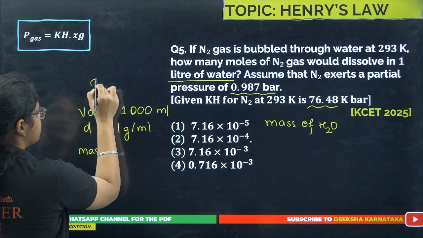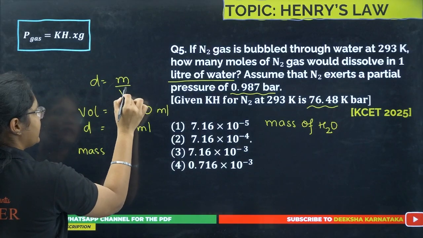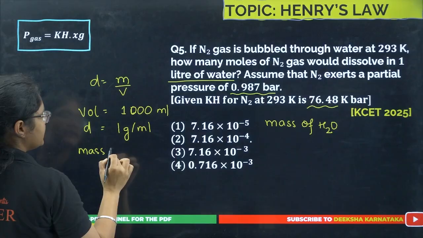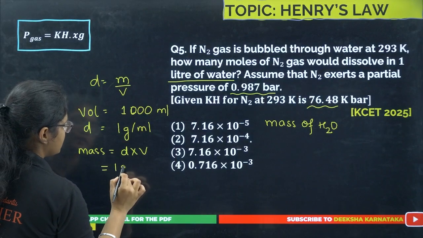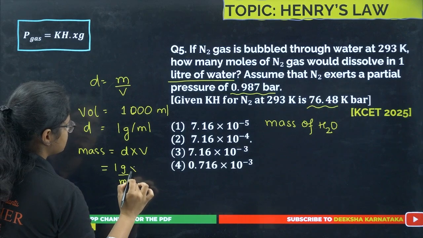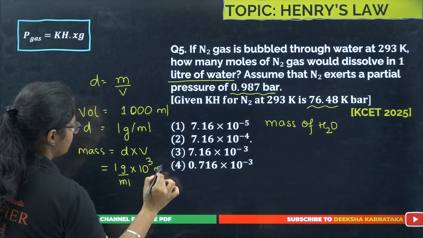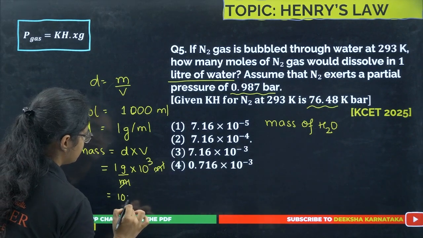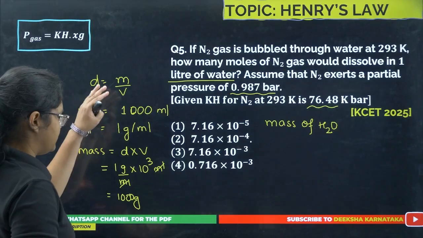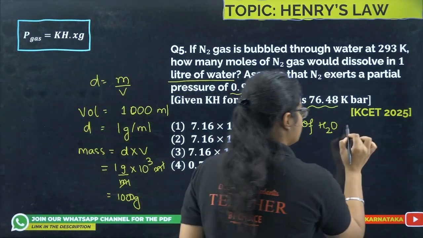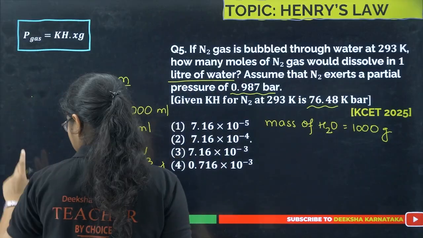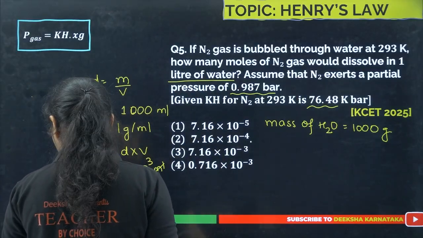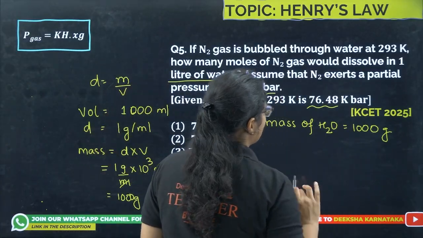Density is equal to mass by volume, right? So what is then mass? It will be density into volume. What is density here? 1 gram per ml. And what is volume here? 1000 ml. I can cancel, I'll get 1000 gram. So what is the mass of the water I got here? 1000 grams. So mass of the water is 1000 gram.